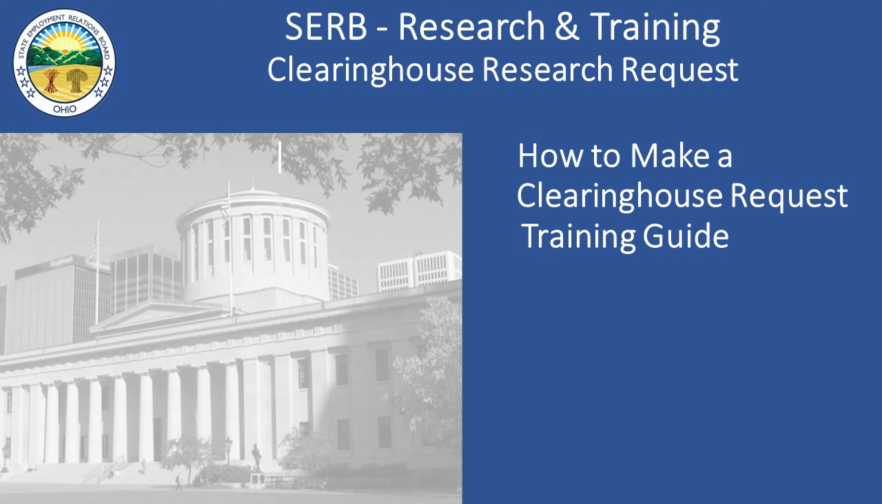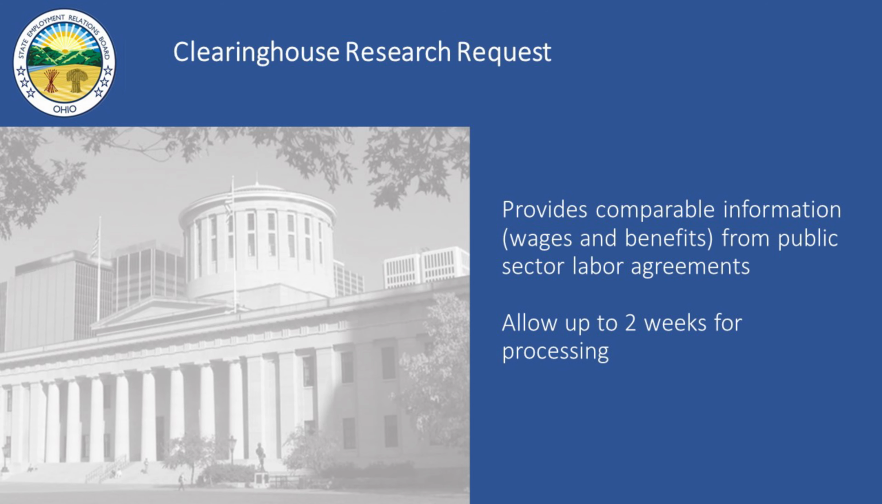Hello, welcome to the training guide on how to submit a clearinghouse request to retrieve comparable information like wages and benefits that have been extracted from public sector labor agreements. The process is easy, and the turnaround time for request varies from next day to 2 weeks depending on the scope of the request and the number of requests pending in the queue. Please allow up to 2 weeks for processing your research request.